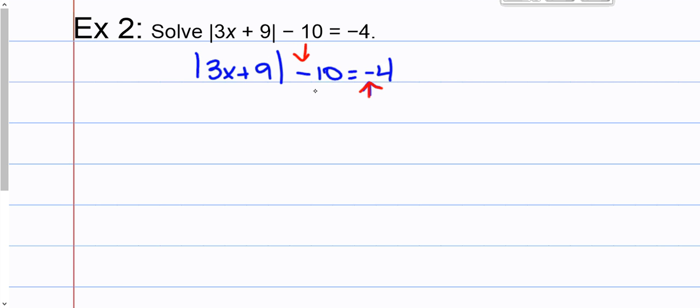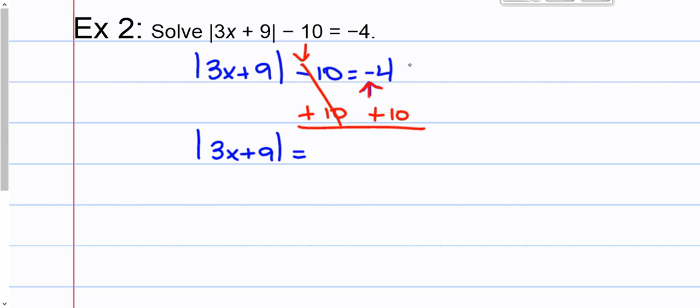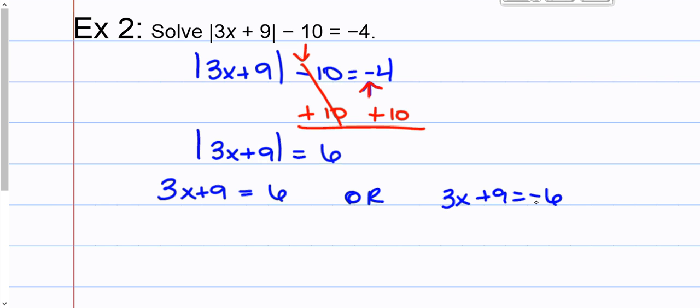So to get that absolute value by itself, we're going to go ahead and add 10 to both sides. The negative 10 plus 10 is going to cancel. And now I have the absolute value of 3x plus 9 is equal to, well, negative 4 plus 10 is the same as 10 minus 4, which is 6. Now, absolute value equals a positive, so we're good. We can split it up, and it's okay. So 3x plus 9 equals positive 6, or 3x plus 9 equals negative 6. Make very sure that you are using both of them.